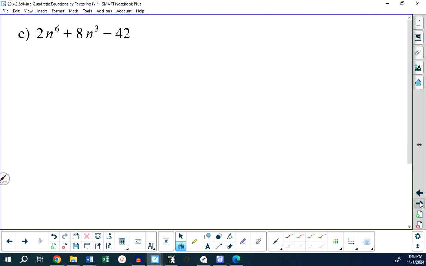Oh, you can take a 2 out. n to the 6 plus 4n cubed minus 21. Is this quadratic? Yes, because the exponent on n in the first term is even, the exponent on n in the second term is half of that, and then there are no n's in the last.